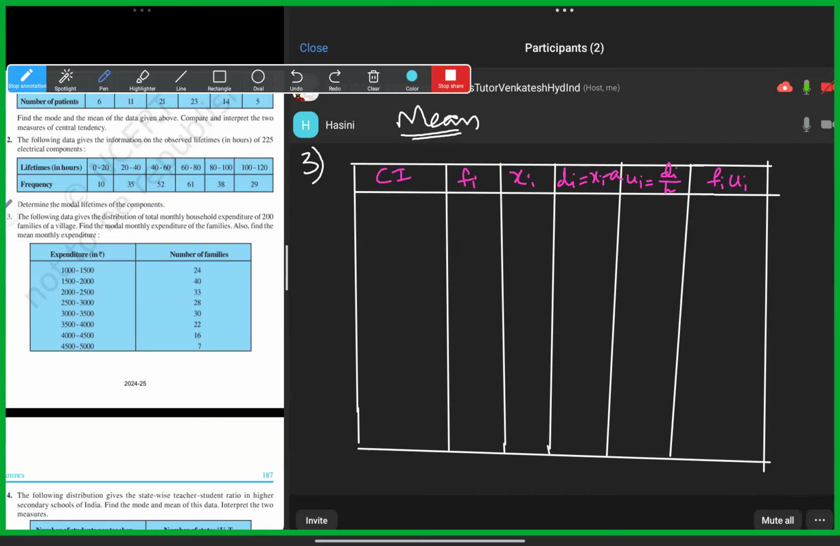Now we'll write the class intervals clearly: 1000 to 1500, 1500 to 2000, 2000 to 2500, 2500 to 3000, 3000 to 3500, 3500 to 4000, 4000 to 4500, 4500 to 5000. I think I wrote all 8.